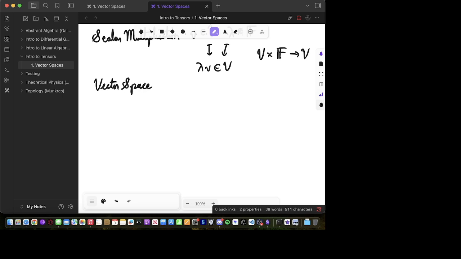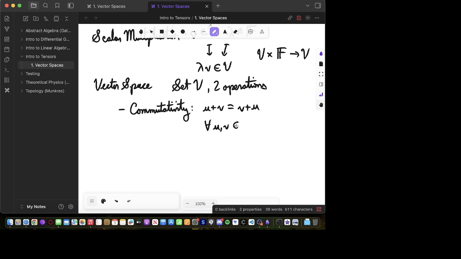Vector space. So a vector space is a set V with two operations, addition and scalar multiplication, which satisfy the following properties. So we have commutativity, so u plus v equals v plus u for all u and v in V.